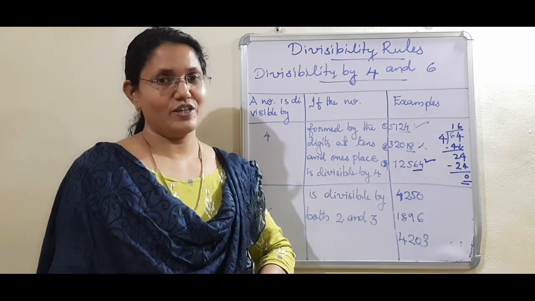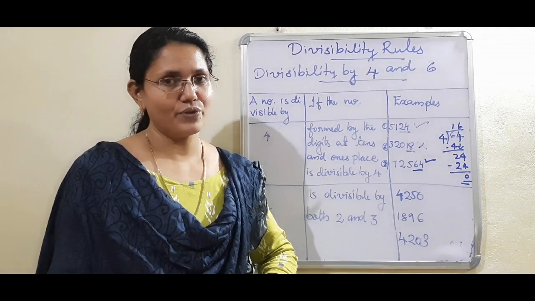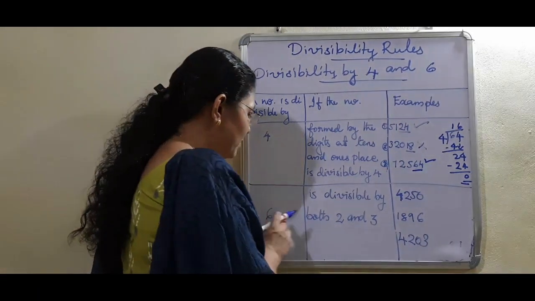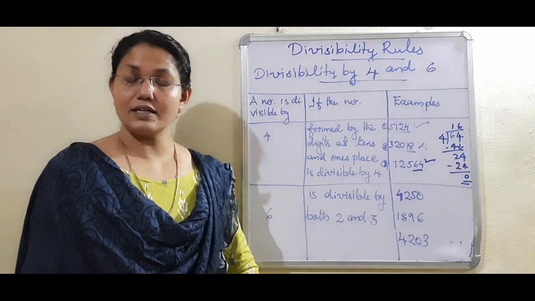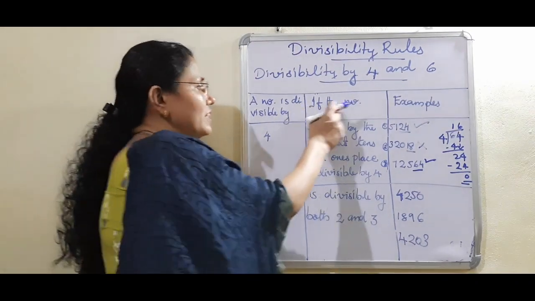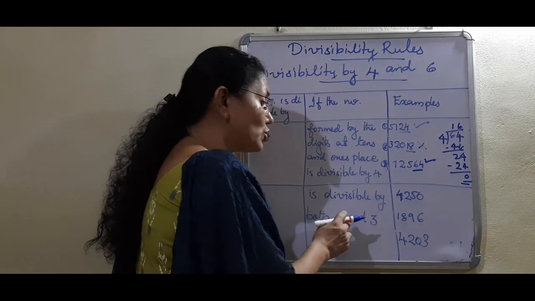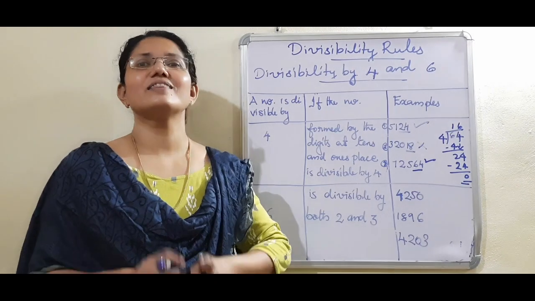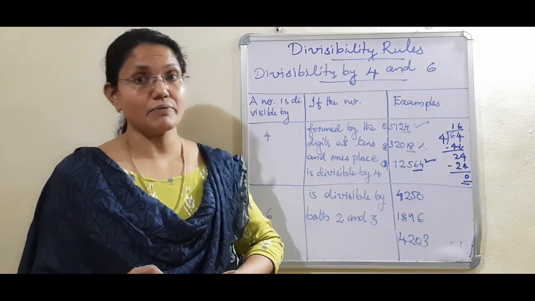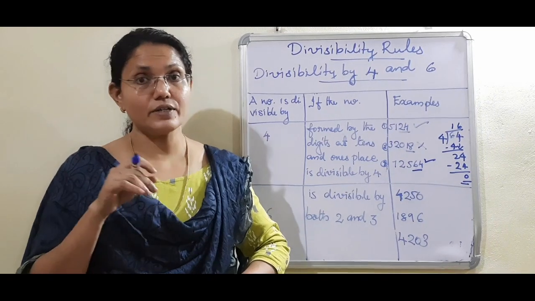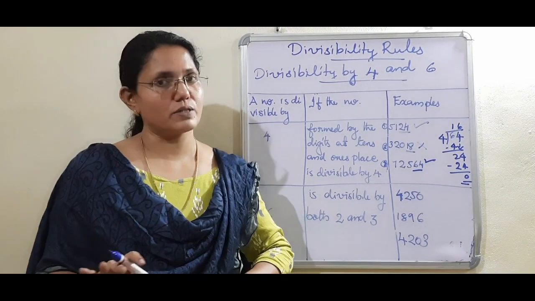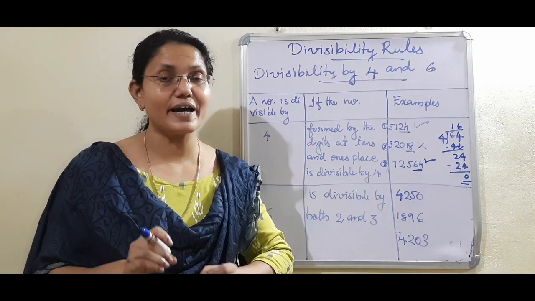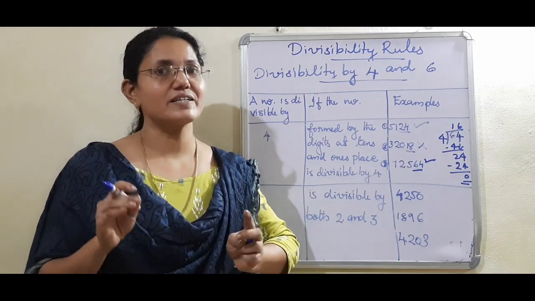Only one condition: if you can divide it completely by 4, the number which is given is divisible by 4. Next, a number is divisible by 6 if the number is divisible by both 2 and 3. If the number is divisible by 2 and also divisible by 3, the number is divisible by 6. Sometimes the number is divisible by 2 and if it is not divisible by 3, it is not divisible by 6. It is compulsory that it should be divisible by both 2 and 3.